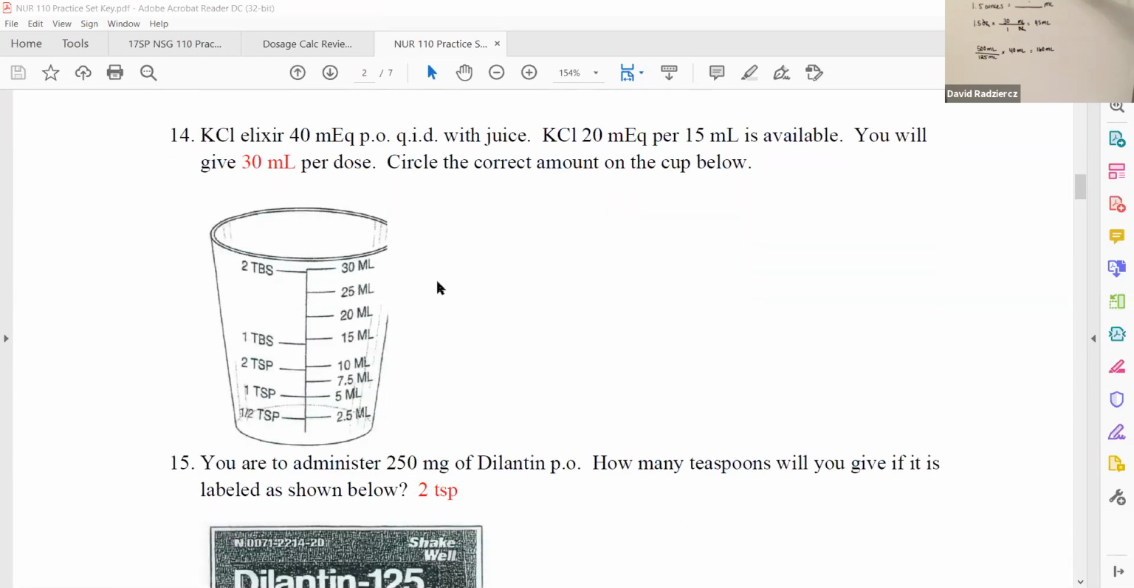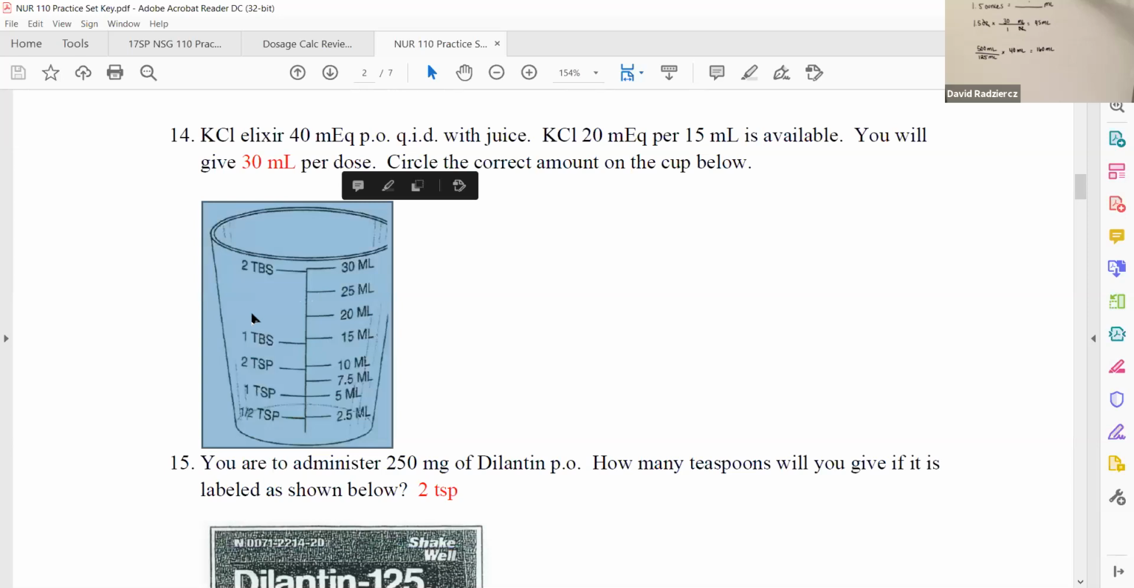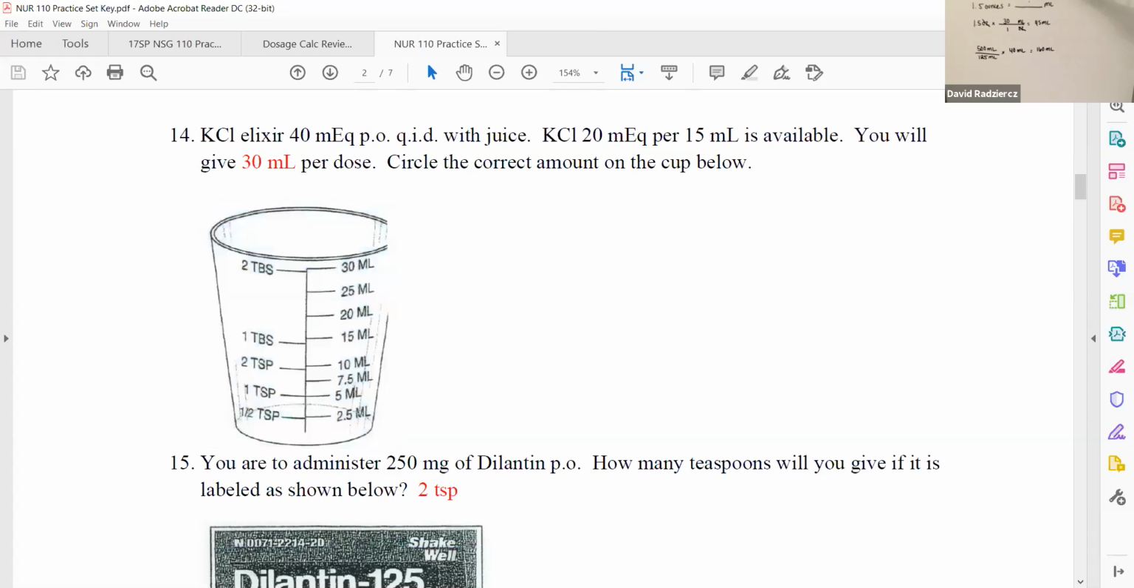So keep in mind, when you answer questions that have a cup associated with it, make sure you mark on the cup. Okay. So your instructors may have specific requests on how they want you to mark the cup, but just know that you need to mark the cup when you are on the test.